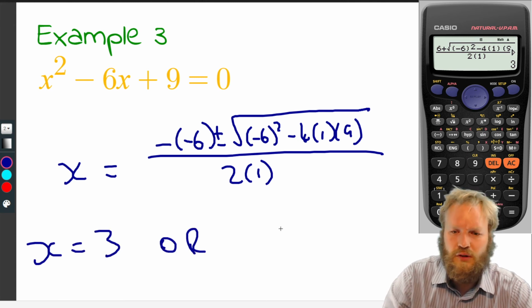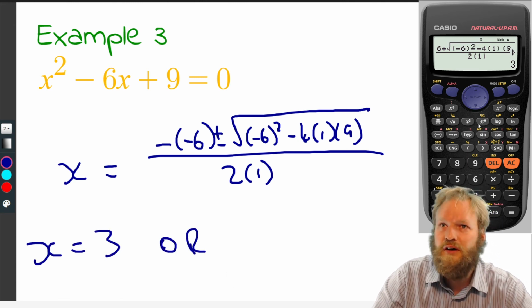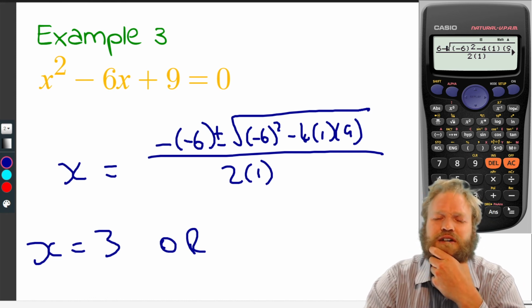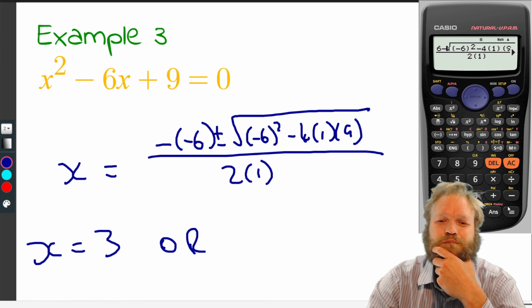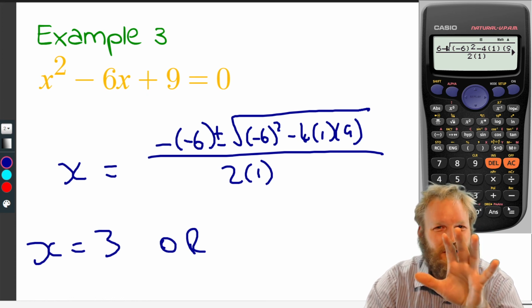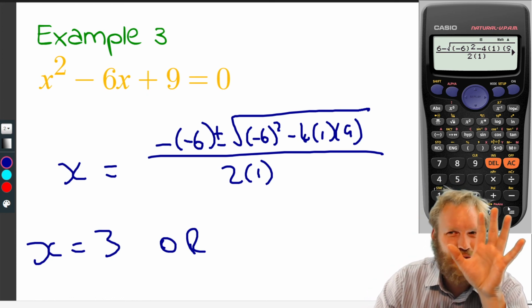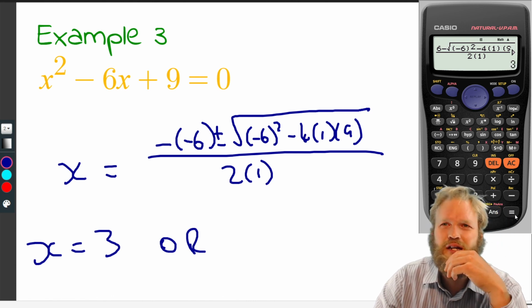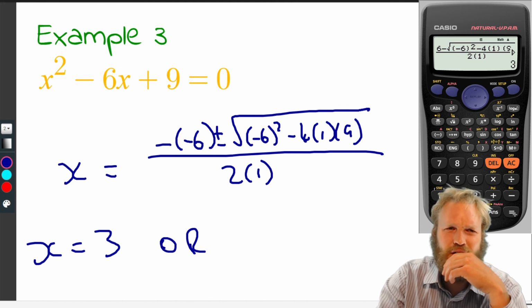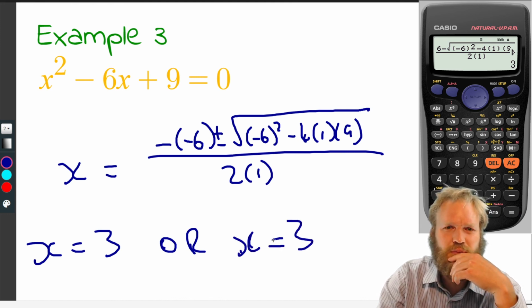Or, now we're going to do the same thing. And we're going to change this plus here to a minus. What's the other answer you get? Okay, so you've got another answer. The next question is, how are we going to interpret this answer? 3. So what, x equals 3 or x equals 3, but they're the same. So what's going on here?